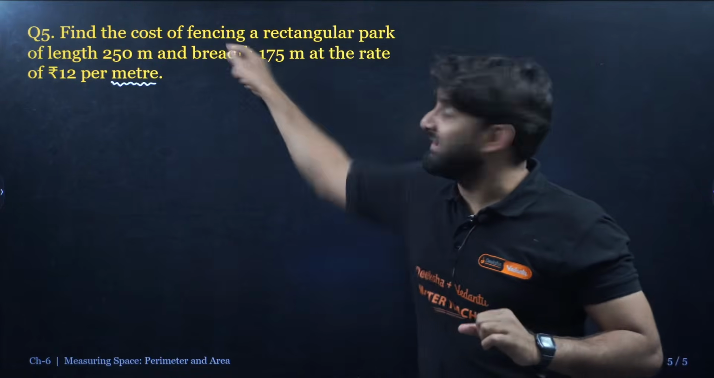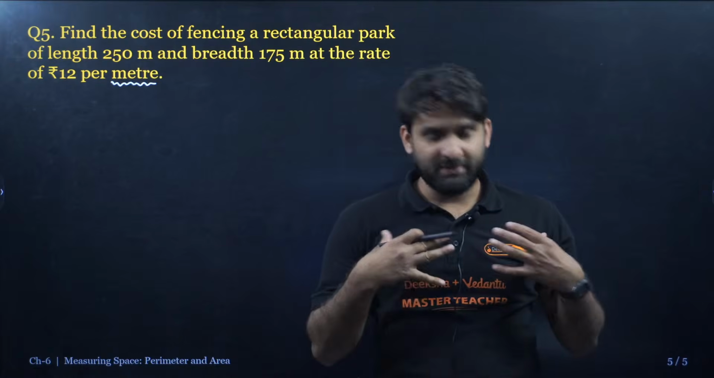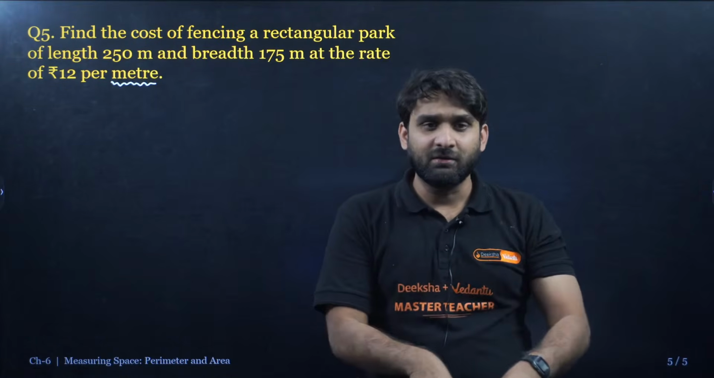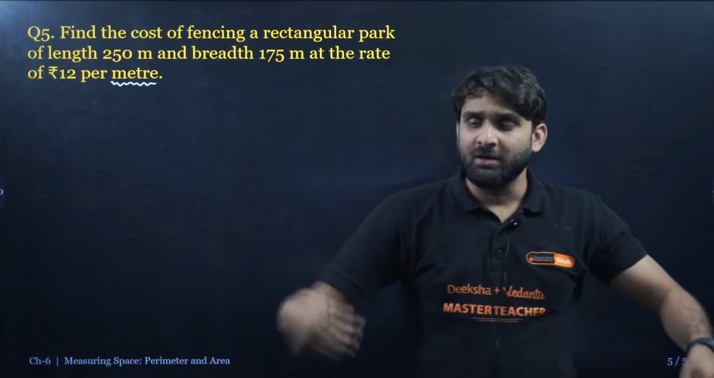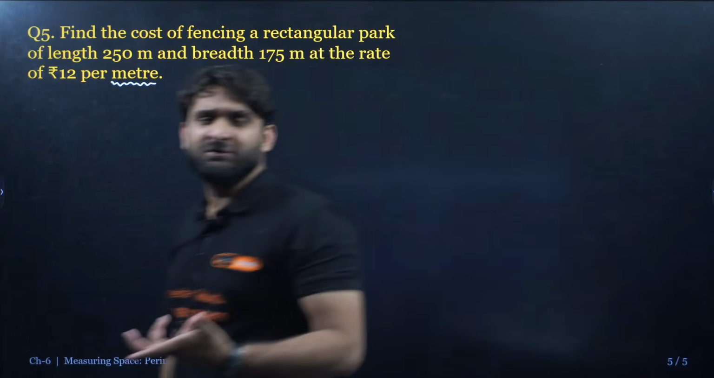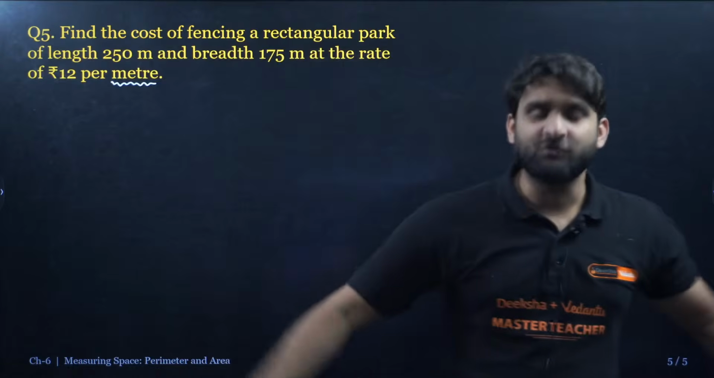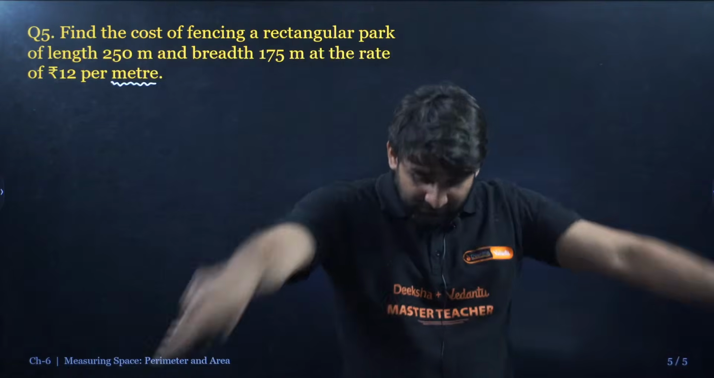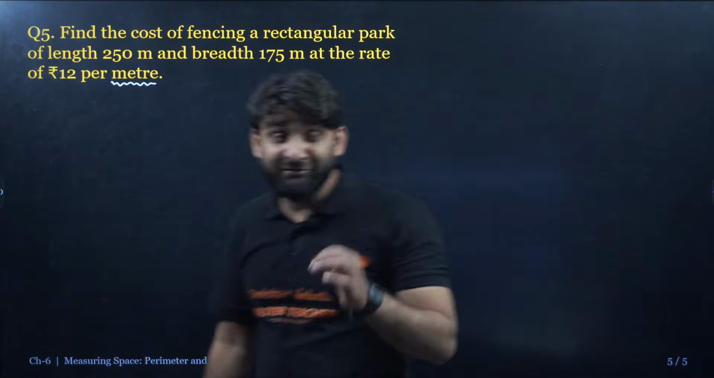And what is called fencing? Fencing means covering the boundary. For example, I'm having a plot, a piece of land, and I'm covering the boundary of the piece of land by iron, wooden blocks, or brick wall. So that is called fencing, covering any piece of land from the outside. That is called fencing, right?